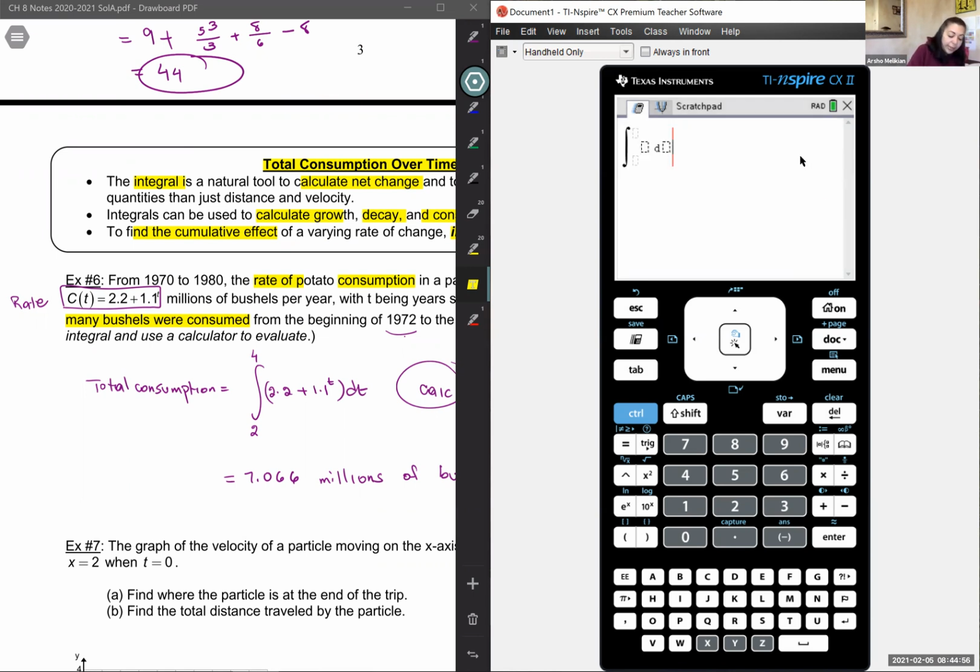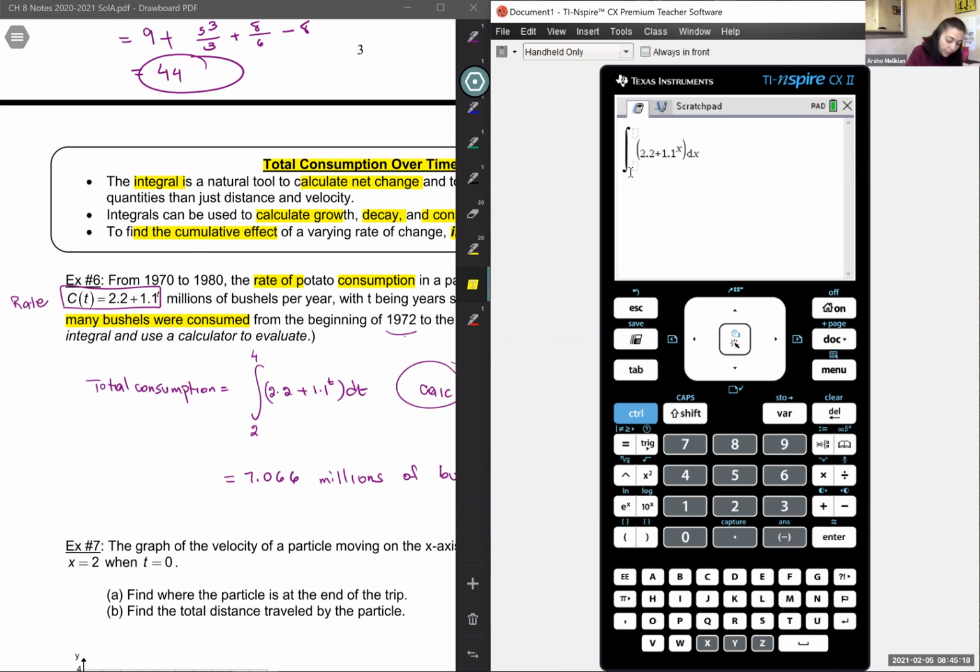All right, and then we fill this in. So here I'm going to put in 2.2 plus 1.1 to the power of x, tab, dx, tab. It won't let me do the tab.